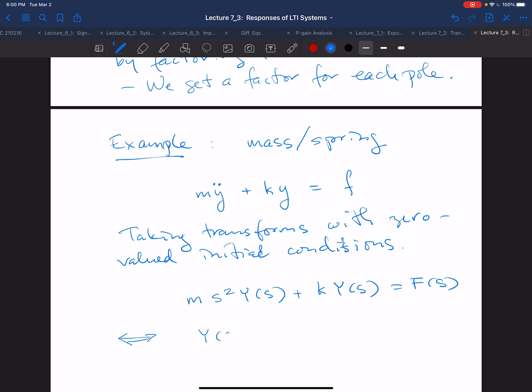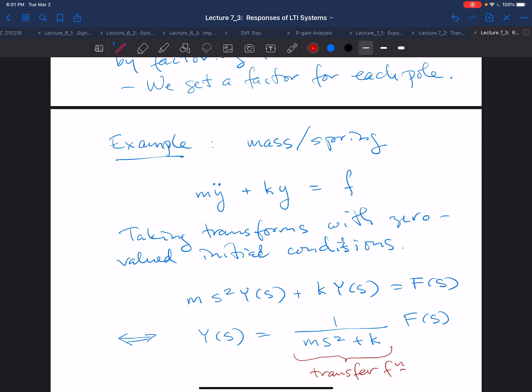So if we solve for Y(s) in this equation, we get 1 over ms squared plus k times F(s). This describes the zero state response of our system, and in particular this function here, by which we're multiplying F(s), is our transfer function. So suppose we want to find the impulse response of this system. What that's going to tell us really is the effect, in this case, of imaginary poles.